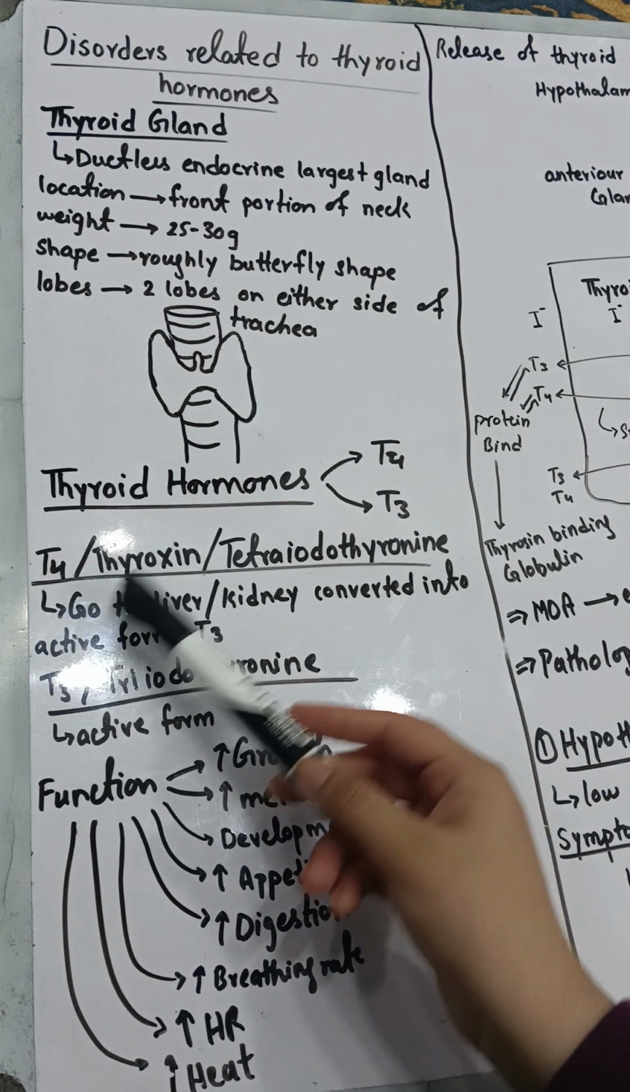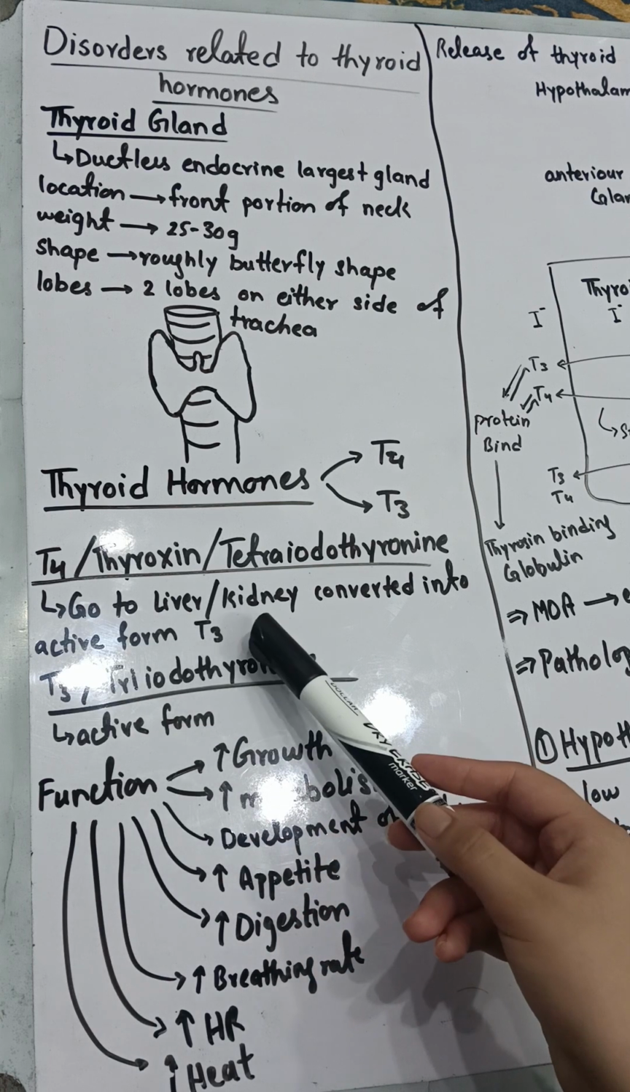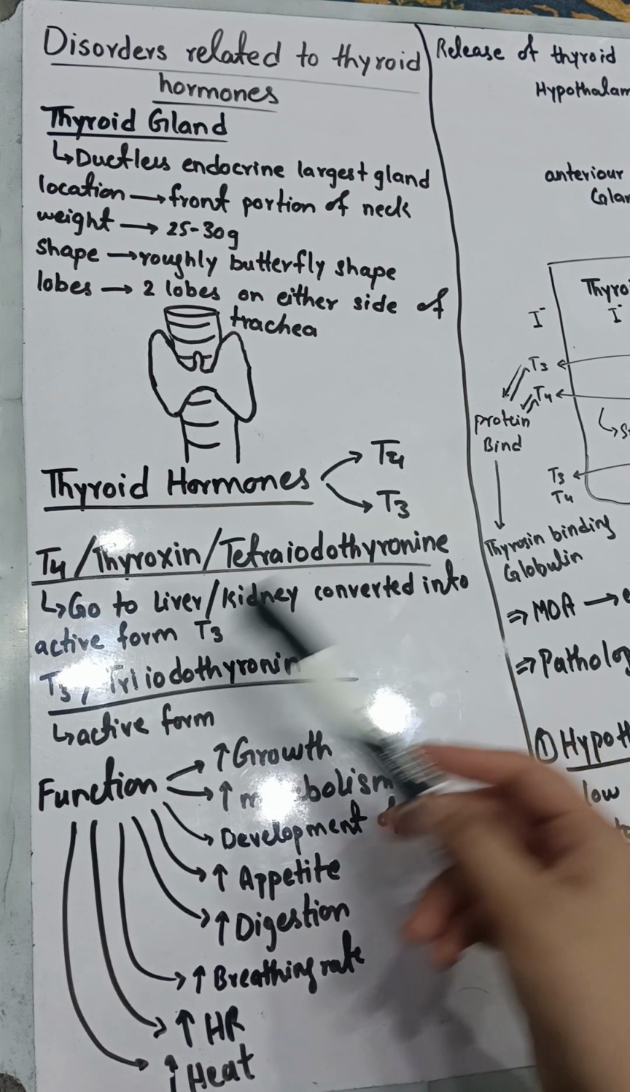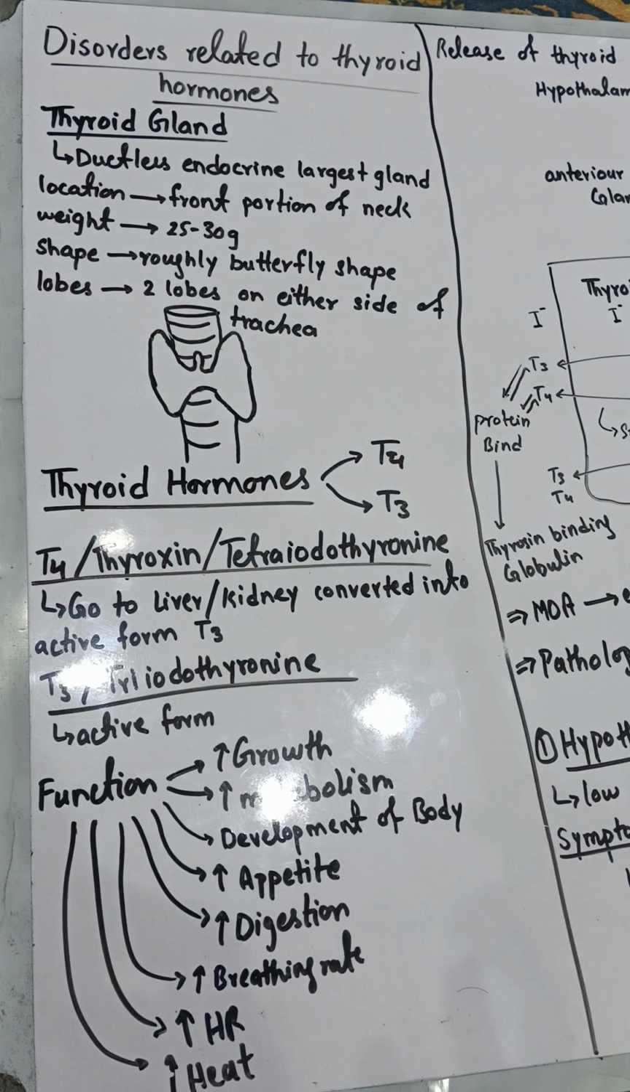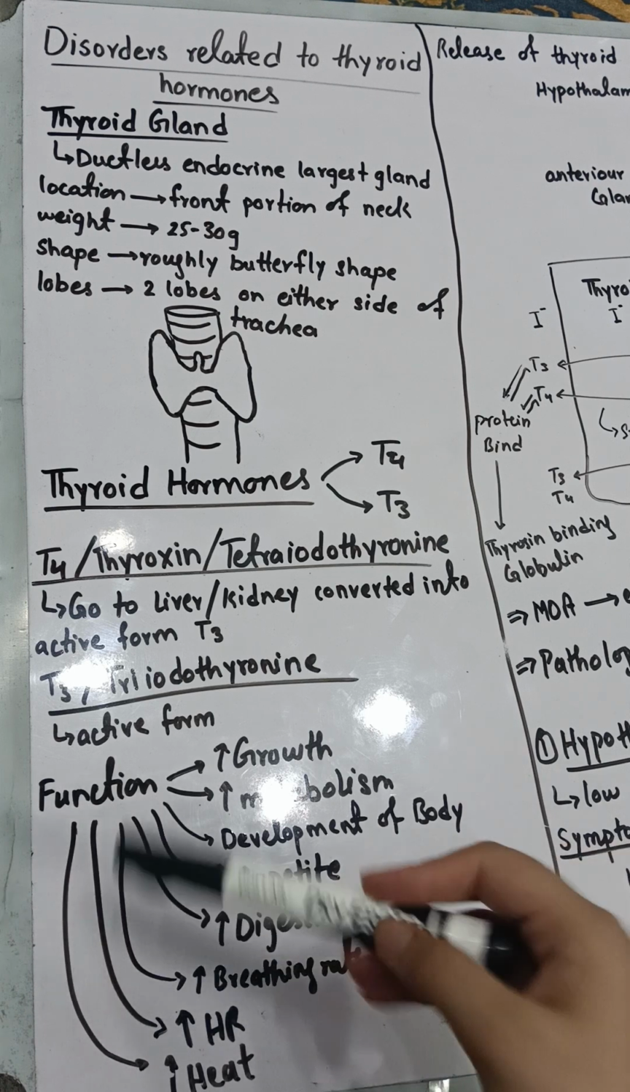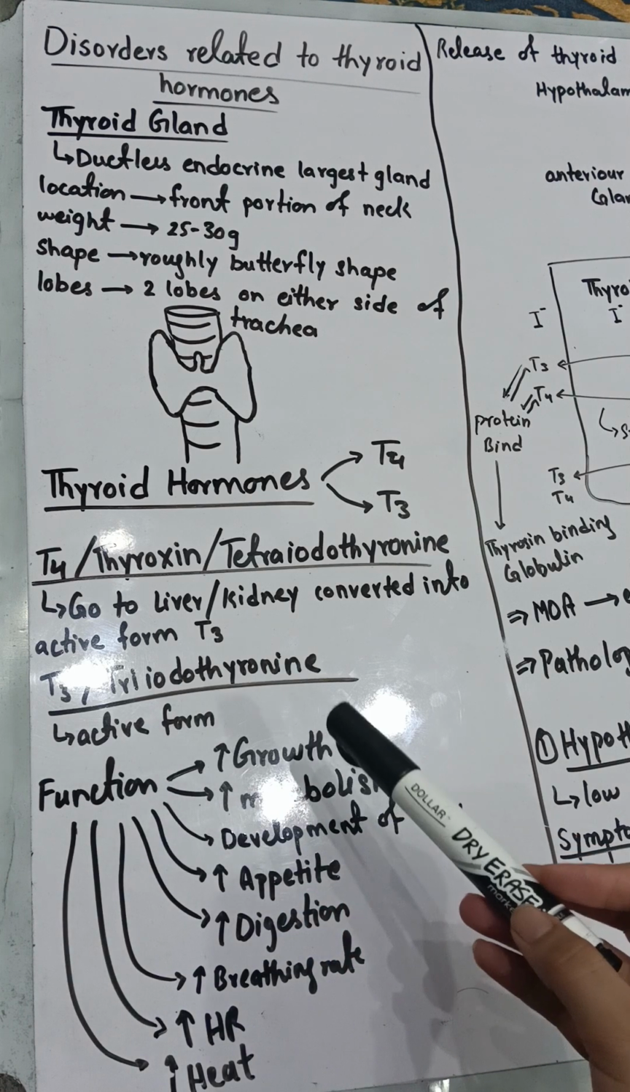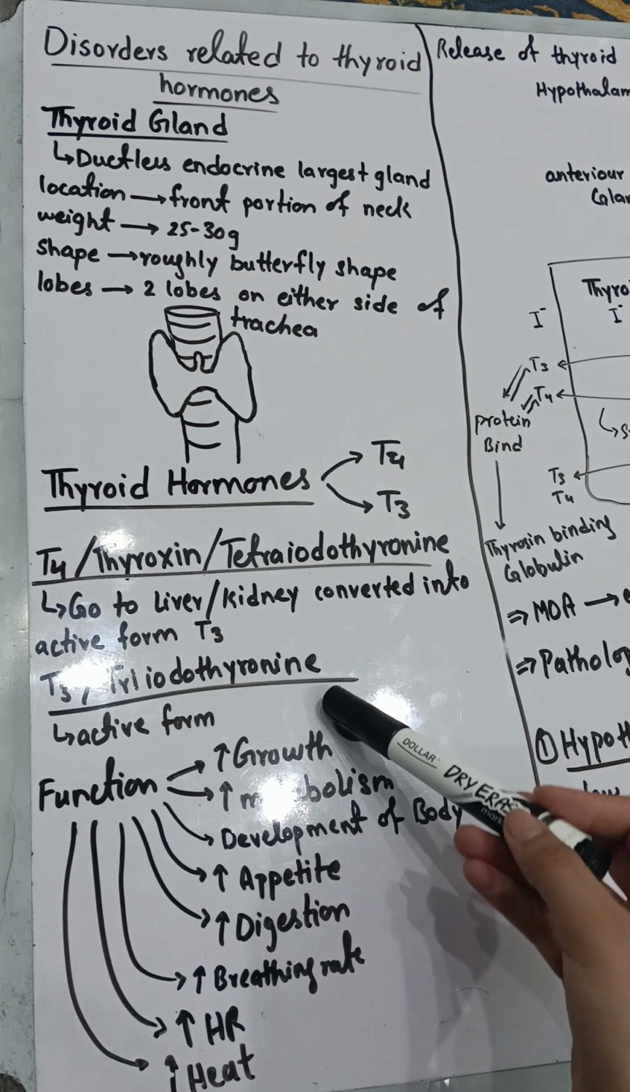Actually this T4 goes to your liver or your kidney and converts itself into the active form, which is T3. So T3 is the active form and T4 is the inactive form. But there are some responsibilities of T4, like it is responsible for the formation of RNA and protein synthesis. Now let's discuss T3, triiodothyronine, which is the activated form.